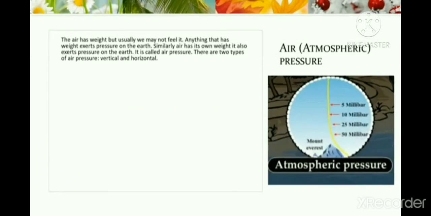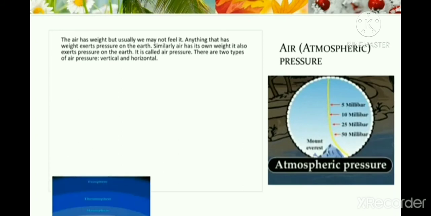The air has weight, but usually we may not feel it. For example, just take a big balloon filled with air tightly. We will notice that it has some weight. Now empty that balloon and check the weight. After emptying the balloon, the weight of the balloon will be less than the balloon filled with air. This shows that the air has weight.